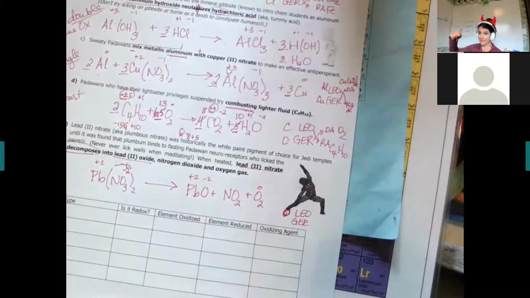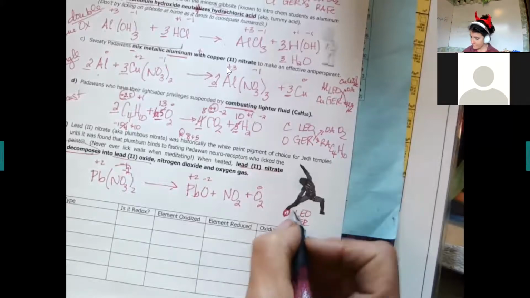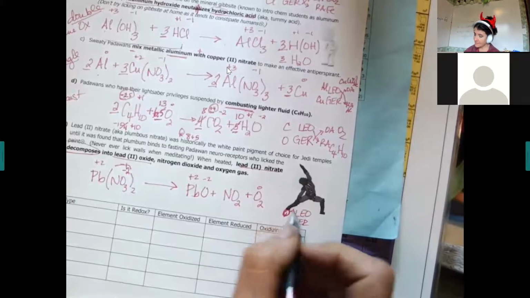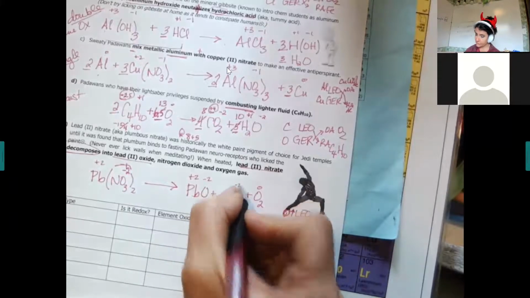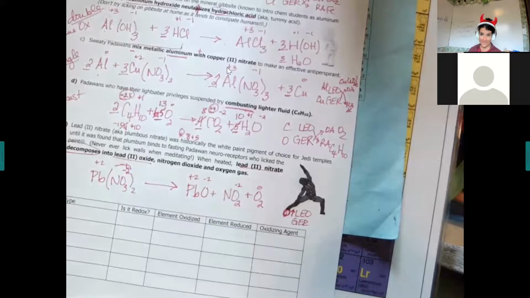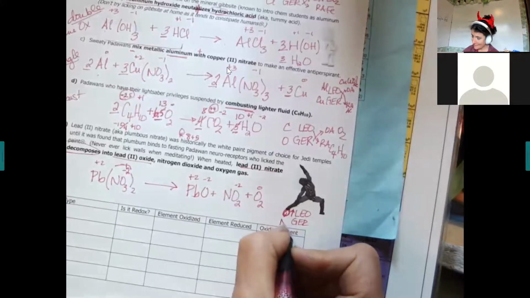So it's going from a -2 up to a 0. Not all the oxygen changed. Pb doesn't change, so the nitrogen must be what's gaining, and it does. It's a +5 to a +4.